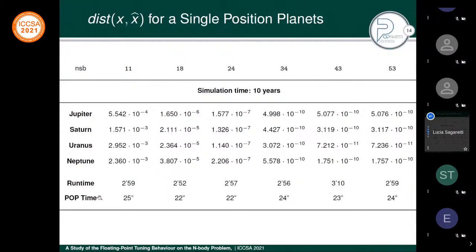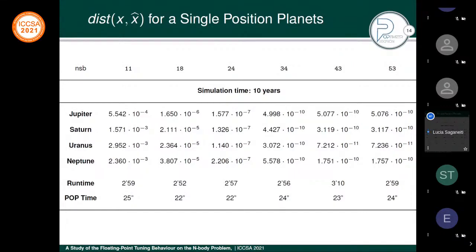And for the POP time, as we can see here, POP is able to find the new optimized formats in really few seconds. For example, it takes 25 seconds for NSB equal to 11 and does not exceed this time much.